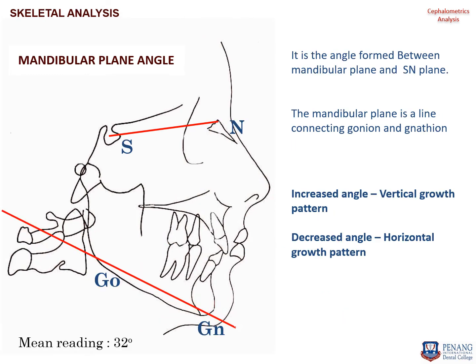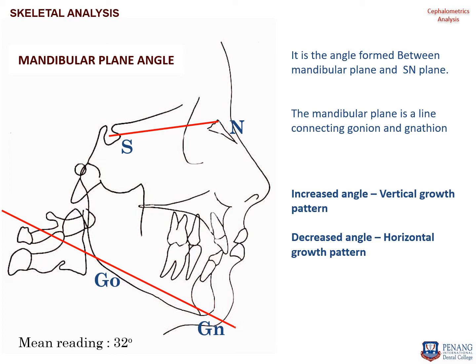The last angle under skeletal analysis will be the mandibular plane angle. This is the angle formed between the mandibular plane and the SN plane. As you know, the mandibular plane is a line connecting gonion to gnathion, whereas the SN plane is a line connecting sella and nasion. So what is the clinical implication of this reading?